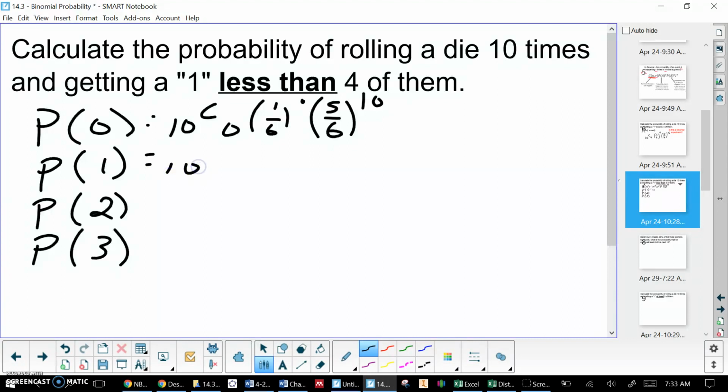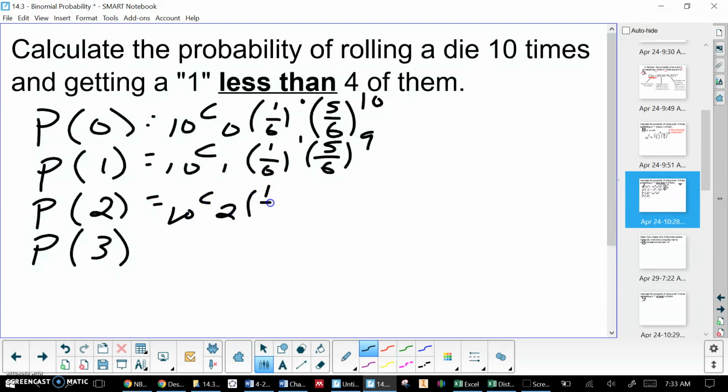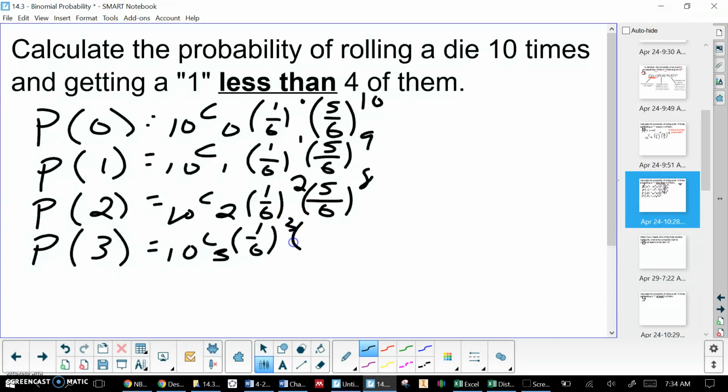Here we'd have 10 choose 1 times 1/6 to the 1st times 5/6 to the 9th. 10 choose 2 times 1/6 to the 2nd times 5/6 to the 8th. And the last one, 10 choose 3 times 1/6 to the 3rd times 5/6 to the 7th. And so we'll go through and calculate what all of those are, and once we do that, we can simply add them all up.